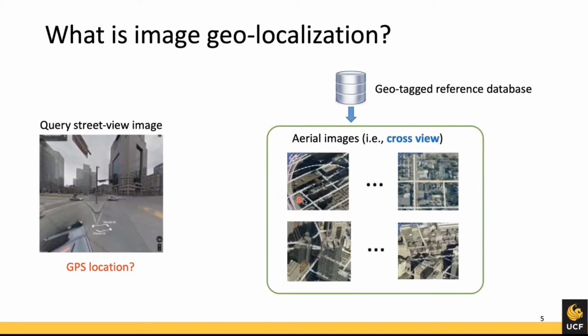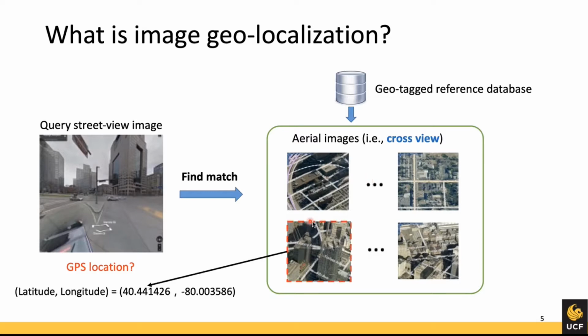We can also build this reference database from another view. Not necessarily from the same street view, but we can also collect the reference images in, for example, aerial view or satellite view. Okay, and all these aerial view images are also geo-tagged. So the procedure is going to be the same. We find the best match, and we use the GPS tag as the prediction for the query image.